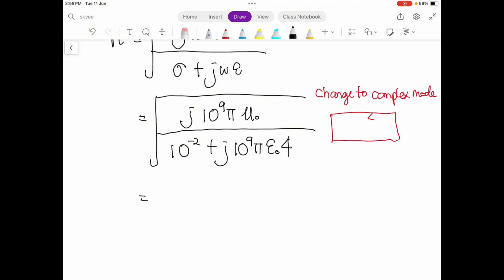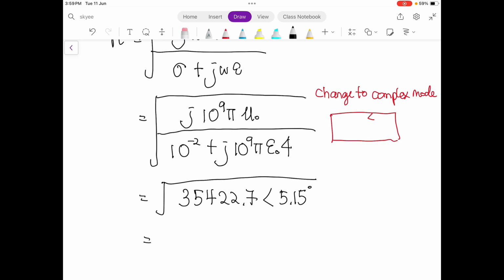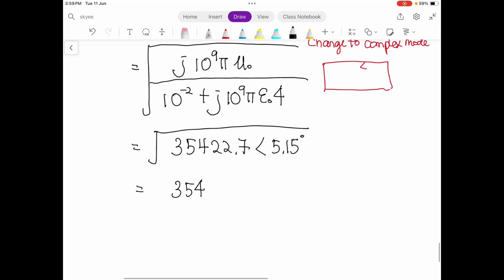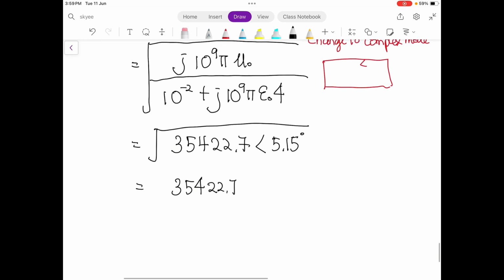Okay, so you can get the answer equals to 35422.7, and the angle can be radian and also can be degree. So here I use degree. Okay, this is the answer. So this one you do it manually, like we did in the class. So you will use the calculator to calculate. Don't use the complex form to calculate this one. It's not able to do it.